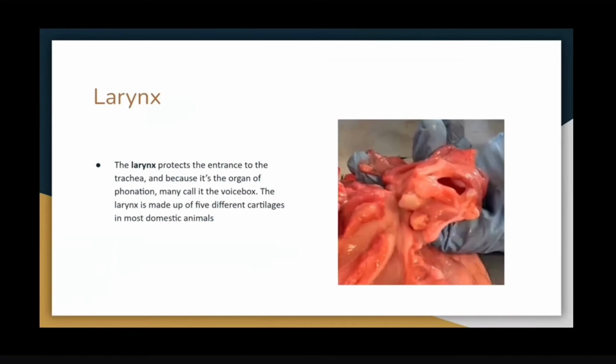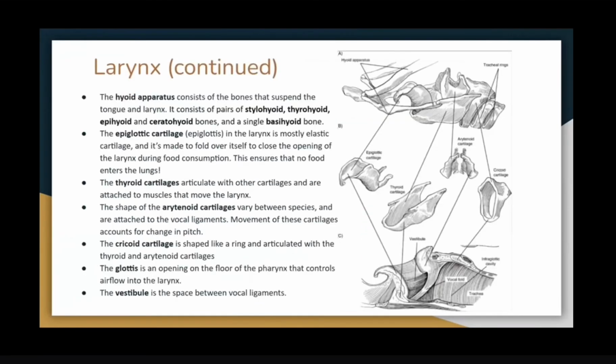The larynx protects the entrance to the trachea, and because it's the organ of phonation, many call it the voice box. The larynx is made up of 5 different cartilages in most domestic animals. The hyoid apparatus is above the larynx and consists of the bones that suspend the tongue and larynx. It consists of pairs of stylohyoid, thyrohyoid, epihyoid, and ceratohyoid bones, and a single basihyoid bone.